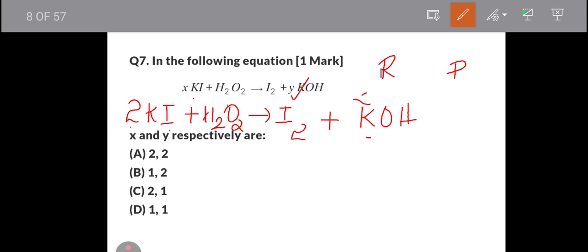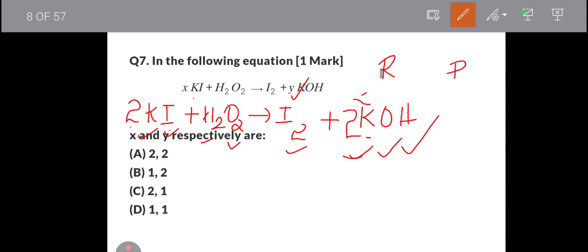So how will you make it? You will be putting 2 in the front. Okay, so this 2 is common for both potassium as well as OH. So you can see now in this equation you have 2 potassium, 2 oxygen and 2 hydrogen. So now just see on the reactant side also you have 2 hydrogen, 2 oxygen, 2 potassium, here also 2 potassium, and you have 2 iodine, 2 iodine.